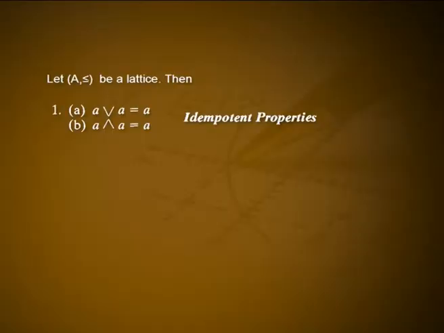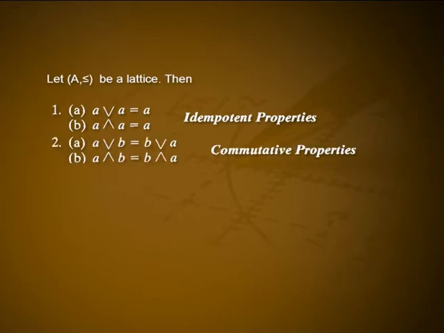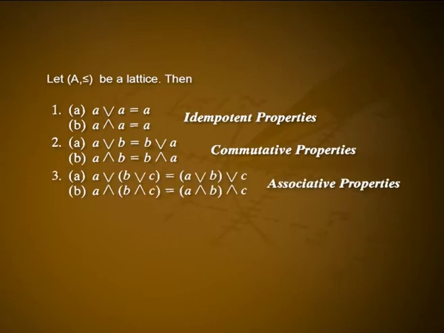The proof of part B is analogous to the proof of part A, and the proof for part C follows from part A and part B. Theorem 2. Let (A, ≤) be a lattice. Then first, the idempotent properties: a join a is equal to a and a meet a is equal to a. Second, commutative properties: a join b is equal to b join a, and a meet b is equal to b meet a. Third, associative properties: a join (b join c) is equal to (a join b) join c, and a meet (b meet c) is equal to (a meet b) meet c.